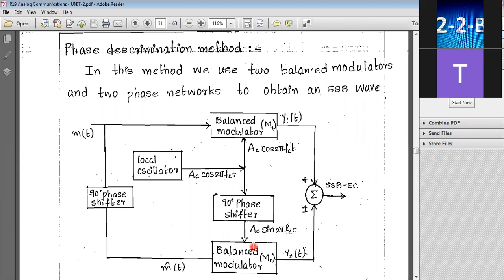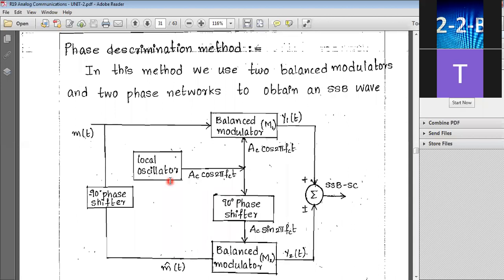What is the construction of the circuit? The circuit consists of two balanced modulators, M1 and M2. And we have two phase shift networks. And to generate the carrier, we have a high frequency local oscillator.